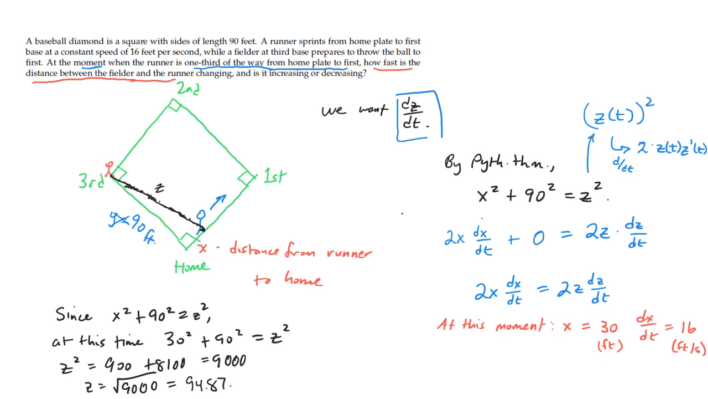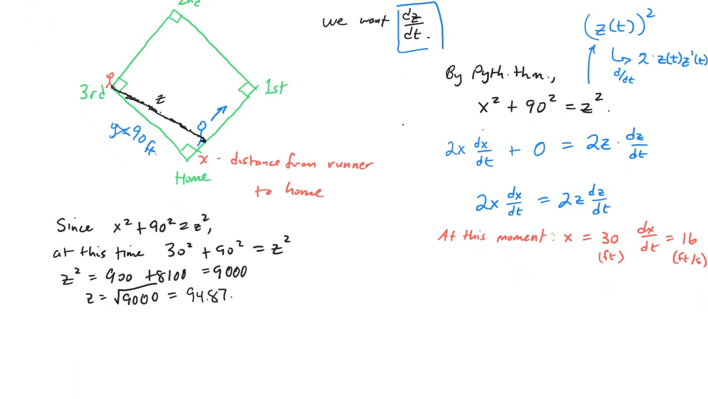All right, so let's move this up, just create a little bit more room to finish this off. All right, so at this point, I think I have all the ingredients I need to solve this problem. So since 2x dx/dt equals 2z dz/dt, and at any time I could go ahead and just cancel off those factors of 2 that are on both the left and right, I just haven't thought of doing that yet. So I guess I'll just leave them there. We have 2 times 30 times 16 equals 2 times z, which was 94.87, times dz/dt.